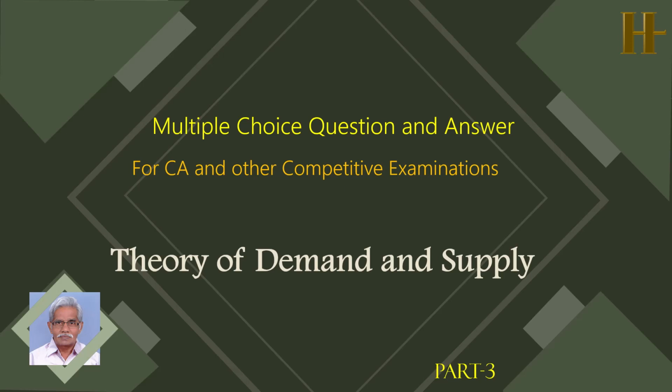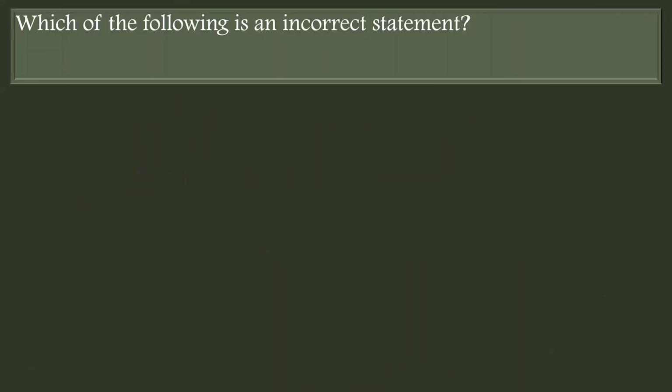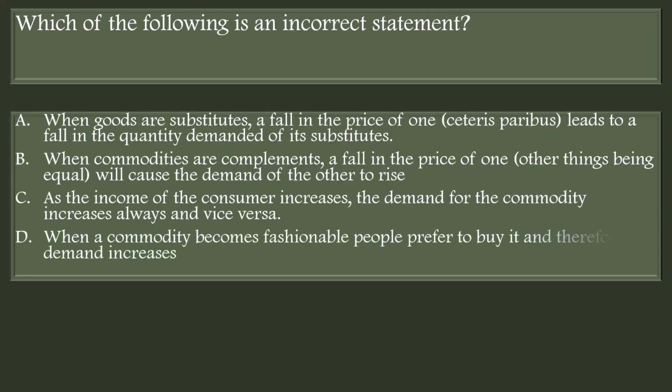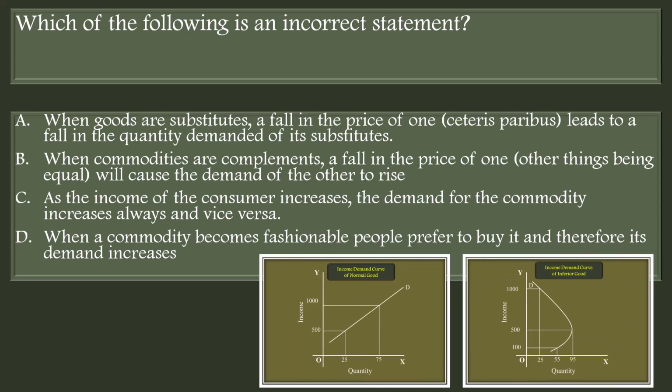Now the questions. First question. Which of the following is an incorrect statement? Options. A. When goods are substitutes, a fall in the price of one leads to a fall in the quantity demanded of its substitutes. B. When commodities are complements, a fall in the price of one will cause the demand for the other to rise.